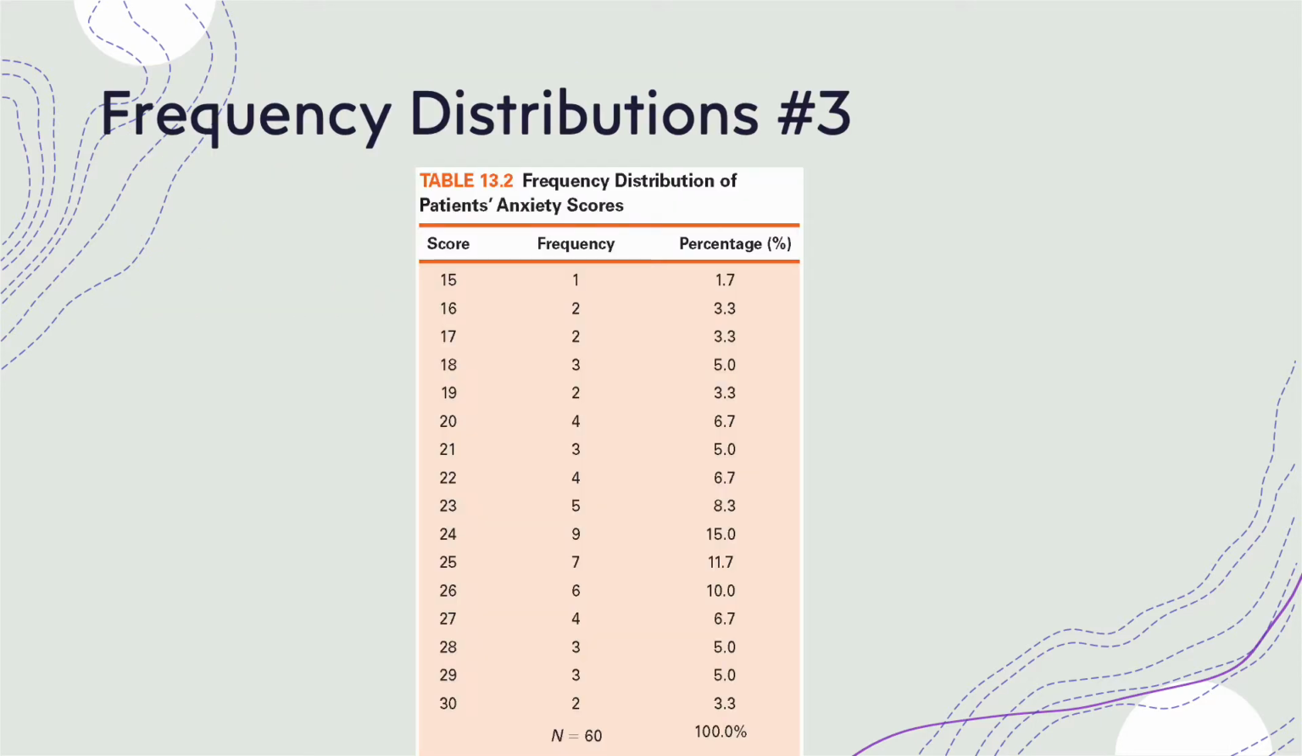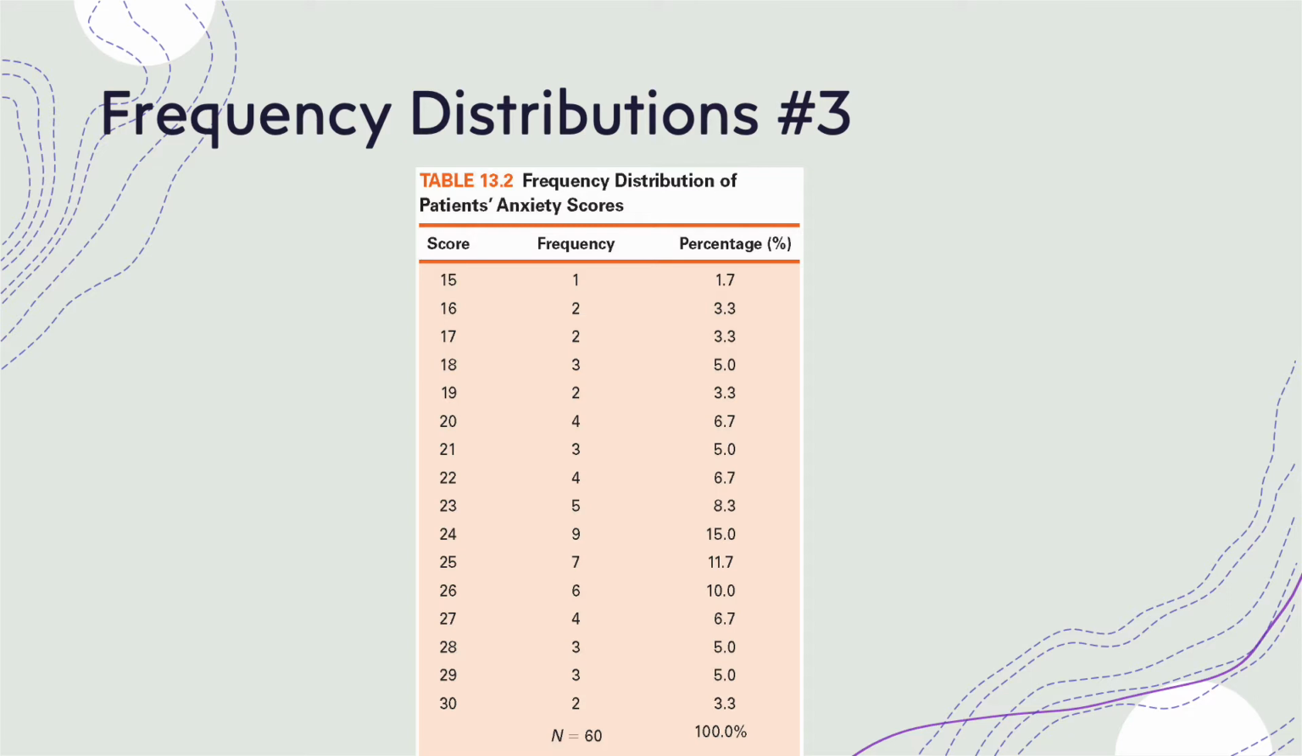Frequency distributions are an arrangement of values from lowest to highest and account a percentage of how many times each value occurred. N would equal the total sample size. There are several ways you will see this data. This is one of the ways. You will notice there's a score, a frequency, and a percentage. So a score of 15 occurred once, while a score of 25 occurred 7 times. And then it gives you the percentage.